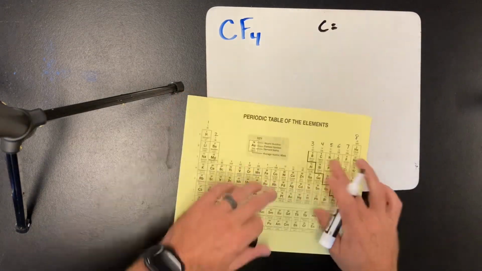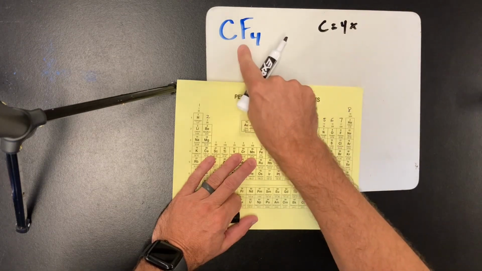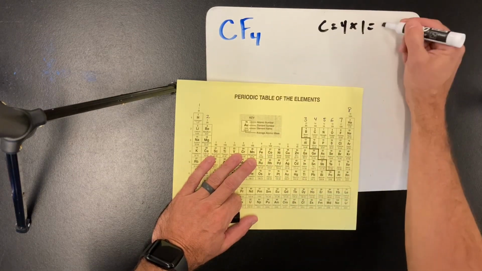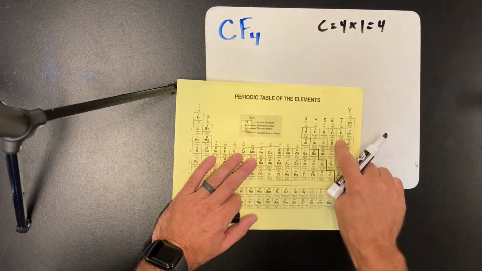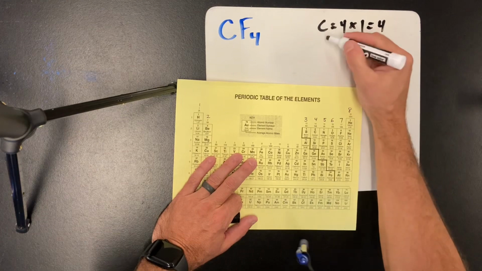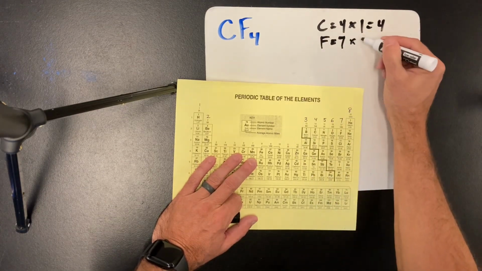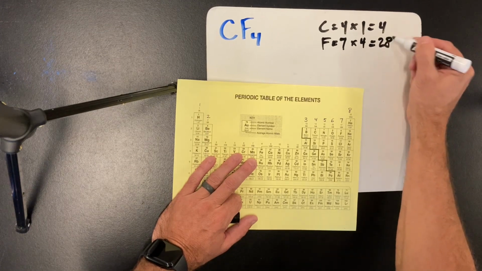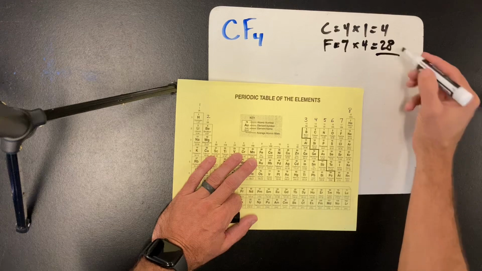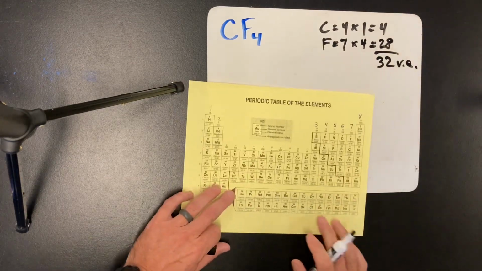Carbon is in group 4, and so it's got 4 valence electrons. There's only 1 in this molecule, so that gives us 4 to work with. Fluorine is in group 7, and so it has 7 valence electrons, and there's 4 in this molecule, and so that gives us 28 more valence electrons to work with. So that's a total of 32 valence electrons that we need to find a home for.